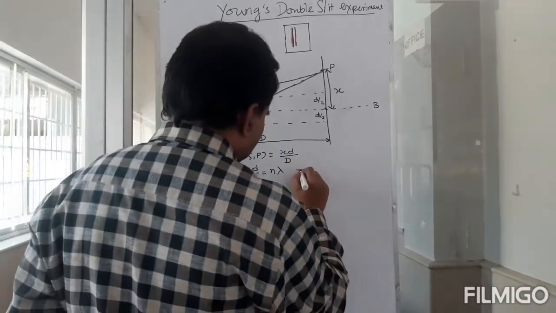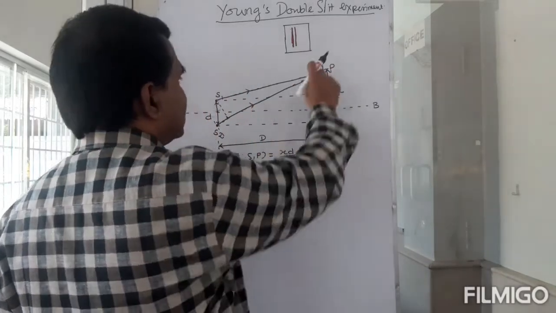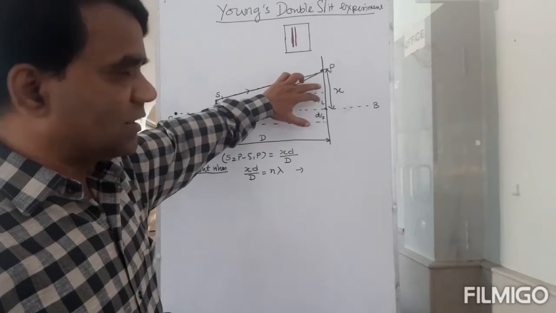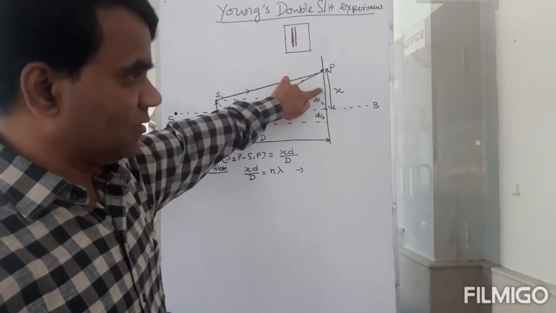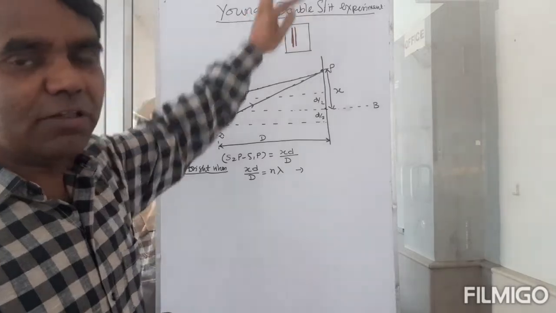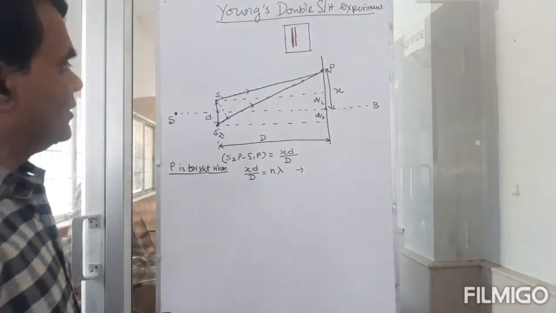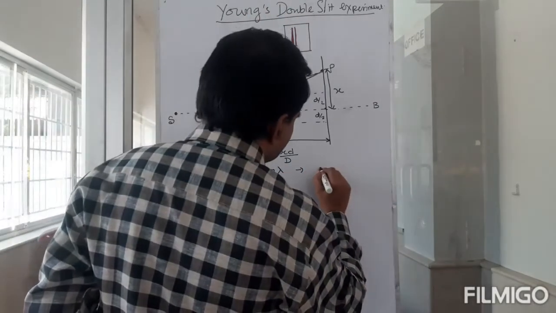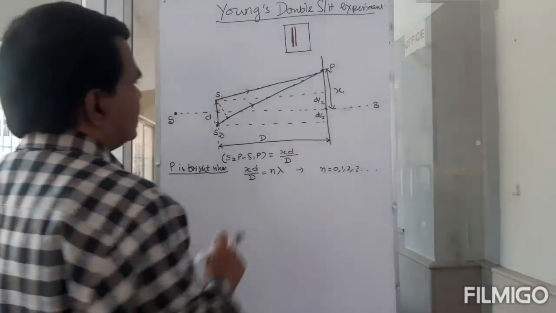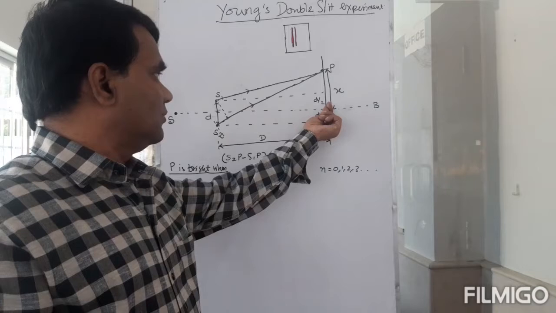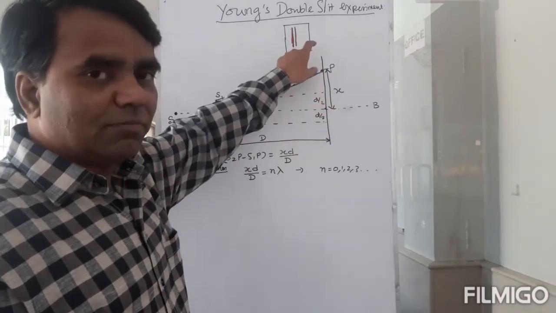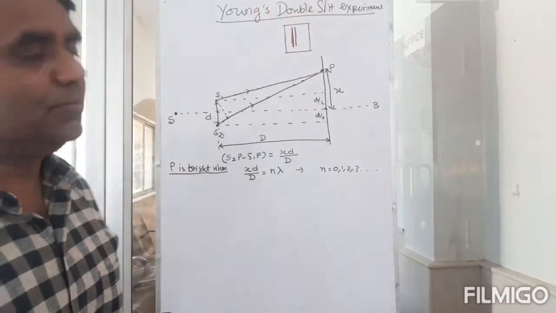Then again, the path difference is like 1 lambda. So from here, if you have a path difference of 1 lambda, then you will have a bright spot. Then 2 lambda, then you have a bright spot. And 3 lambda, you will have a bright spot. 4 lambda, you will have a bright spot. So for n equal to 0, 1, 2, 3. The path difference is 0 lambda, you have a bright spot. The path difference is 1 lambda, you have a bright spot. 2 lambda, bright spot.